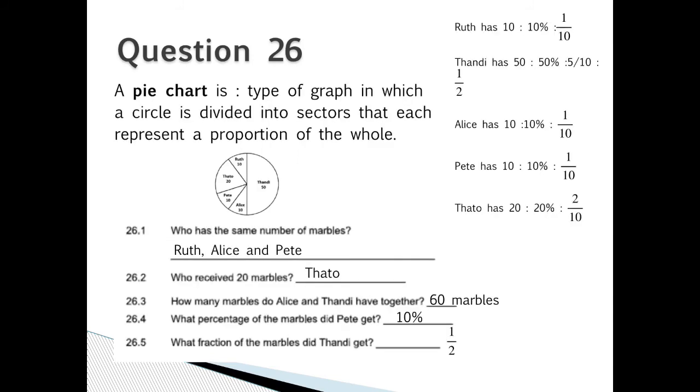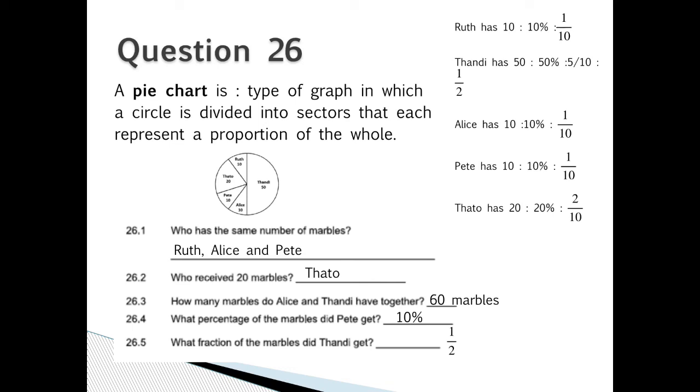A pie chart is a type of graph in which a circle is divided into sectors that each represent a proportion of the whole. So for 26.1, the same number of marbles was held by Ruth, Alice, and Pete. They all had 10. Tato is the one who had 20 marbles for 26.2. The marbles that Alice and Tandy have altogether are 60 marbles. Tandy had 50 and Alice had 10. 50 plus 10 is 60.